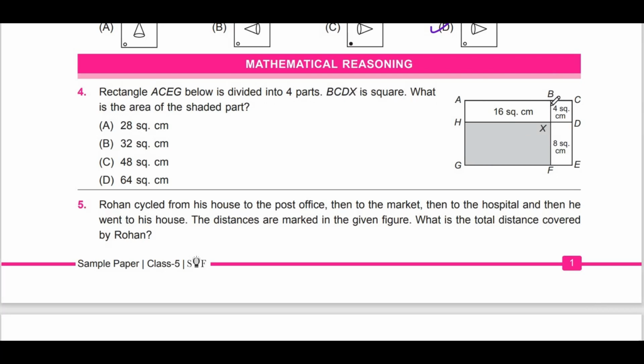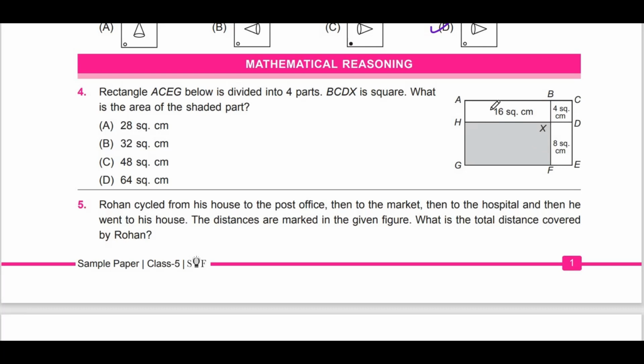BCDX is a square. What is the area of the shaded part? So we have to find the area of the shaded part. I think you understood the question. We have a bigger rectangle and that rectangle is divided into 4 parts, and BCDX is a square. This is not a rectangle, the other 3 are rectangles, but this part is a square. Now we have to find the area of this shaded portion. So let's see how to do it.